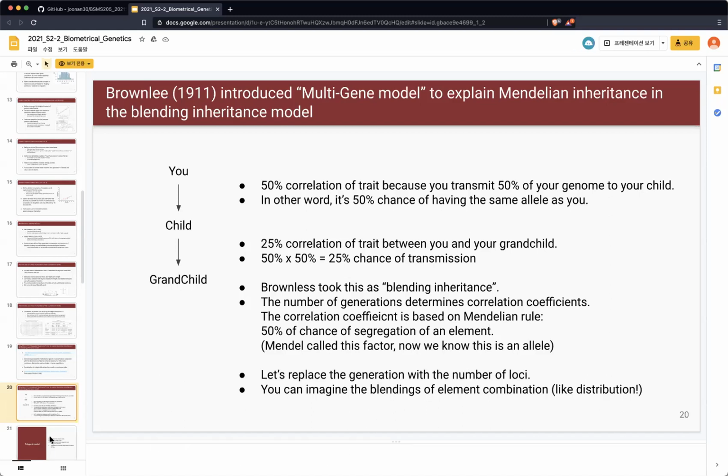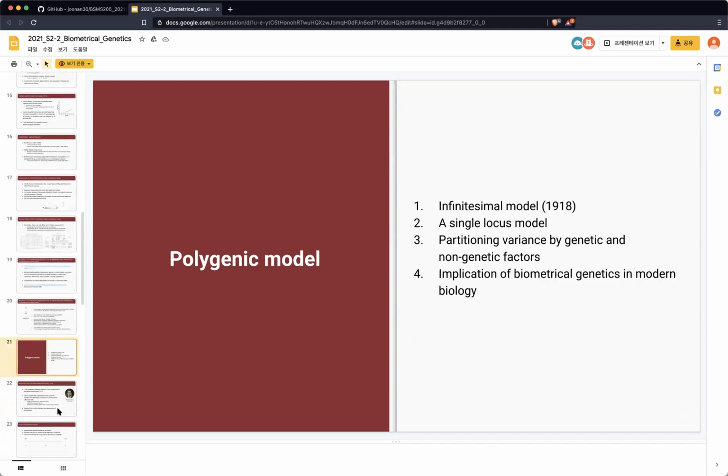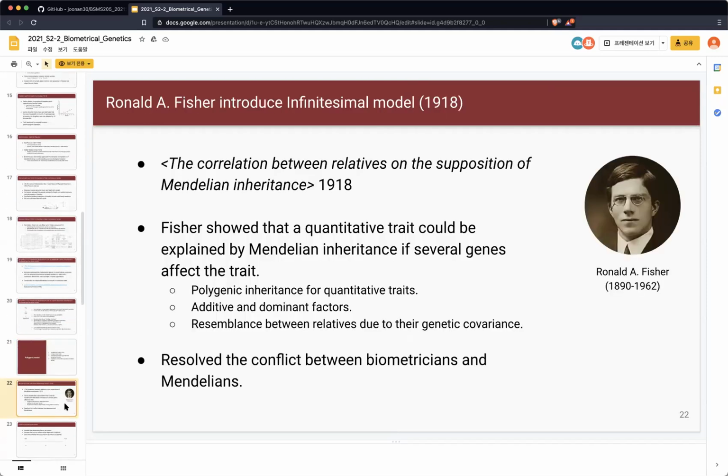Okay, let's look at that. So we're going to discuss the last of the major topics in this class, the polygenic model. And we start off with Fisher's model, 1918. So Fisher proposed his idea in this paper, 1918, and this is a core paper in genetics history. And let's summarize what he proposed at the time.